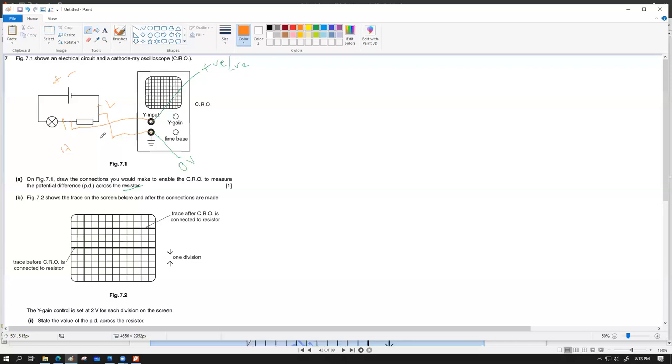So that's not expected. So you can draw this way as well, or you can draw the other way as well. Either of them are equally acceptable. But if you connect it in this manner, in that case, your CRO trace would be shown up on the positive side of the x-axis. So your trace would be above the x-axis. That's how the different traces can be produced. Now, in case you have questions, ask me.